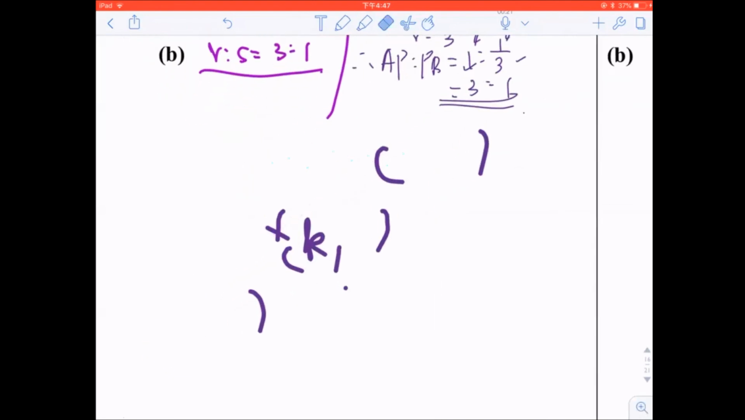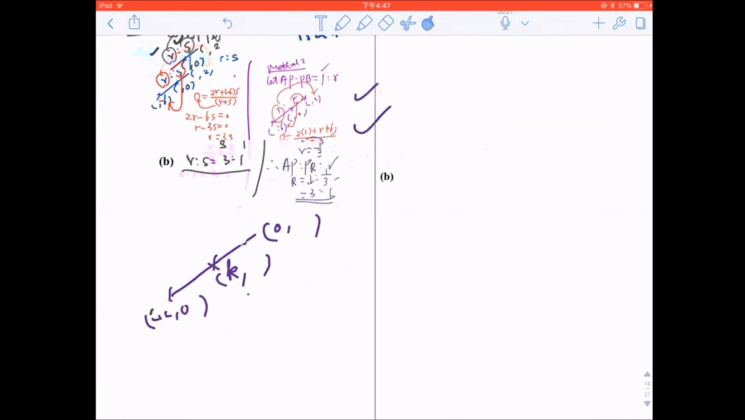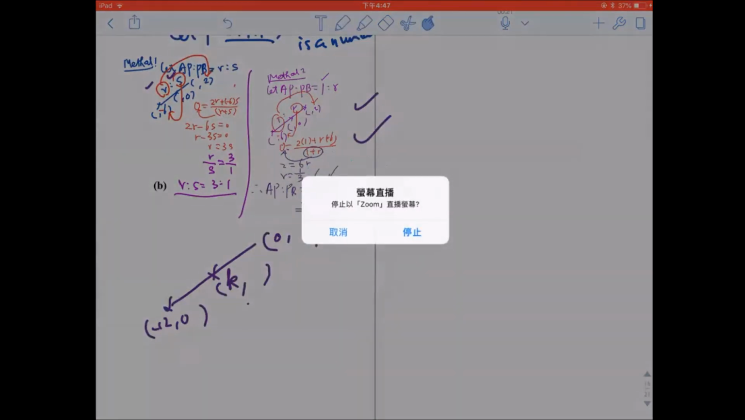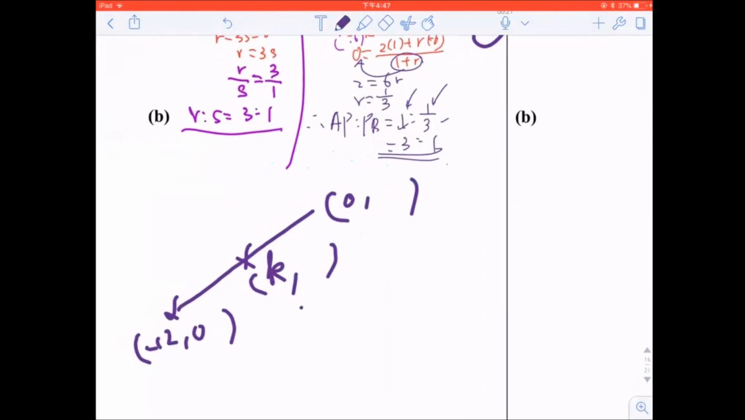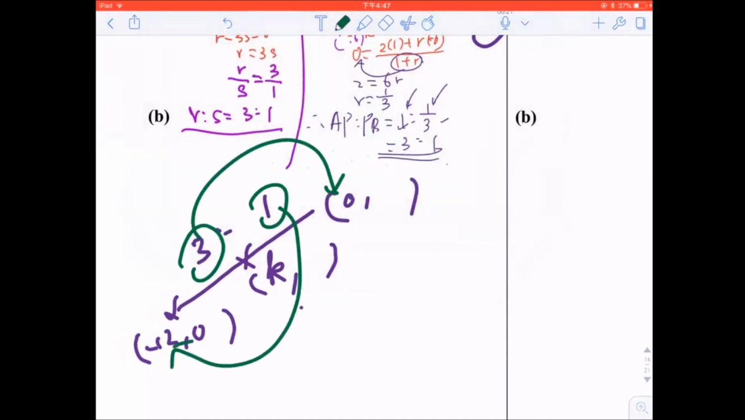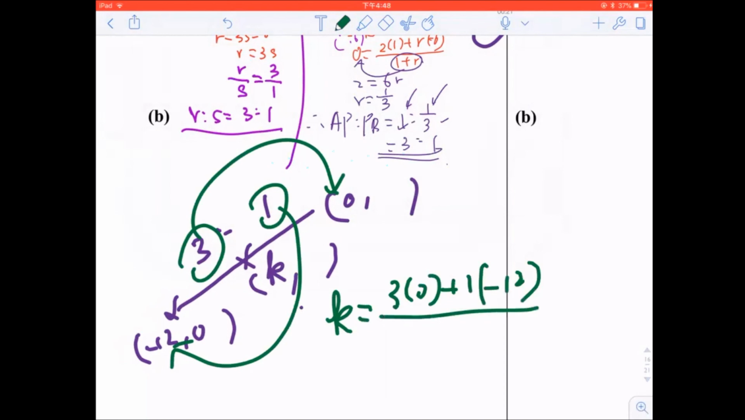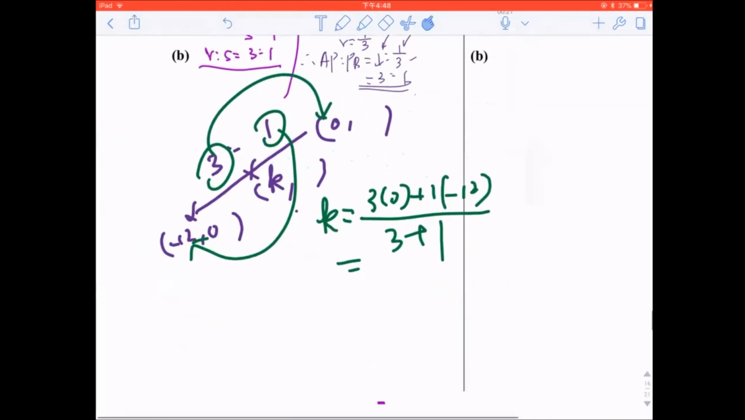So it's negative 12 and 0. And now what we have will be 3 to 1. So I would like to make a match. For this, the 3 matches with 0 and the 1 matches with negative 12. So K will be equal to 3 times 0 plus 1 times negative 12, divided by 3 plus 1. So we have negative 12 divided by 4, and so you can get negative 3.